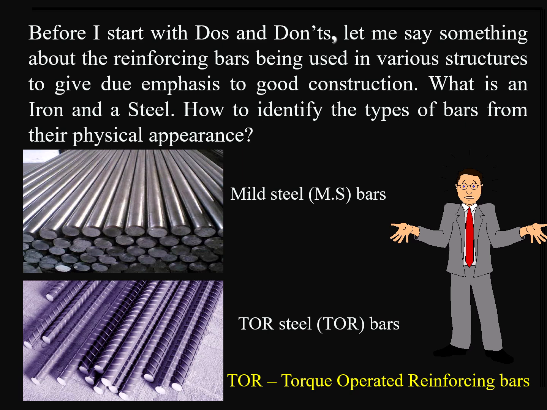I have shown here two types of main bars. One is mild steel, which has a smooth surface, whereas the other one is tor steel. They have got ribs. The term tor has come from torque operated reinforcing bars.